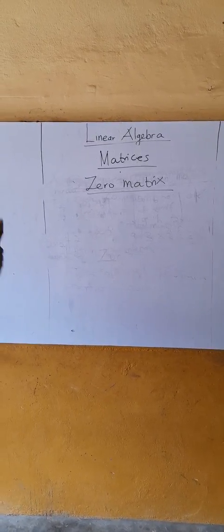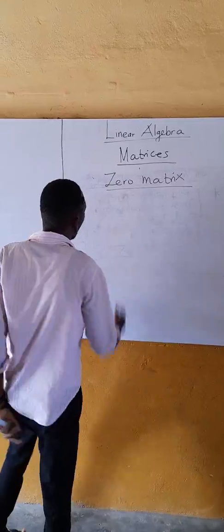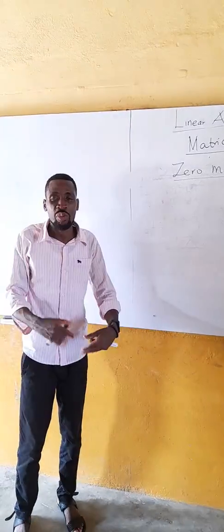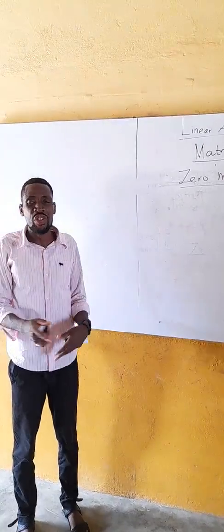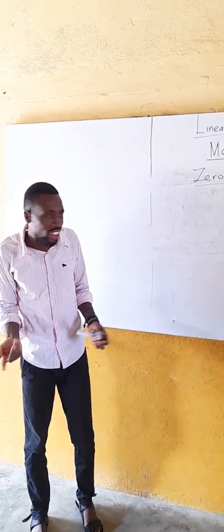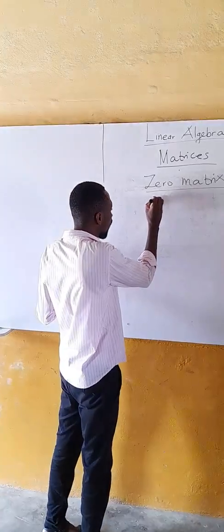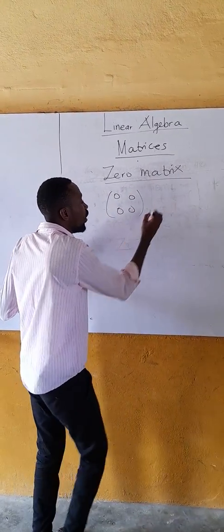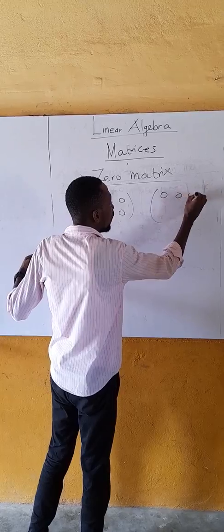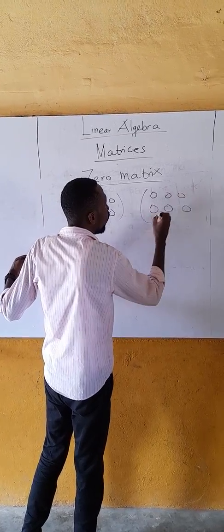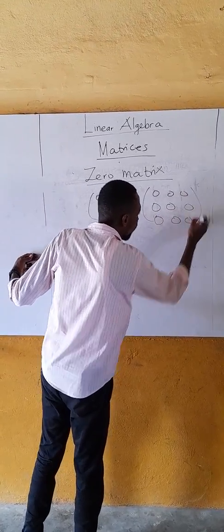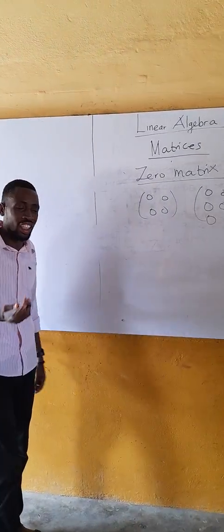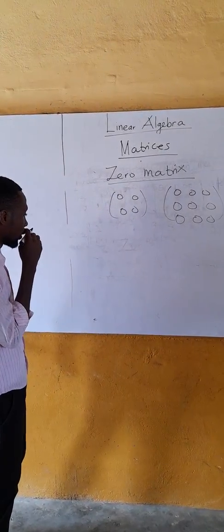Okay, so the next form of matrix we talk about is the zero matrix. A zero matrix is a matrix in which all the entries are 0. For instance, let's look at the matrix 0, 0, 0, 0, 0, 0, 0, 0, 0, 0, 0, 0, 0. So that's a zero matrix. All the entries are 0.